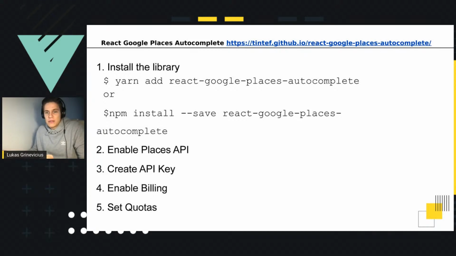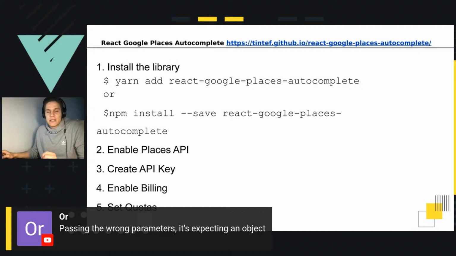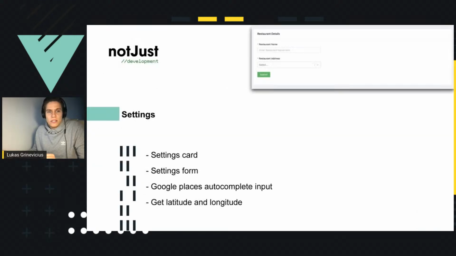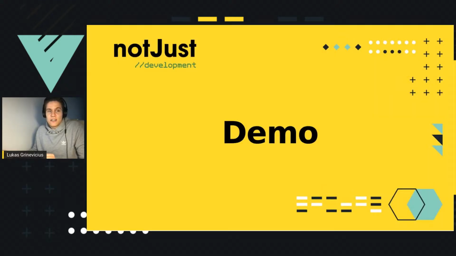Okay, passing the wrong parameters, expecting an object. Yeah, it was expecting the first. Yeah, later I caught it. Thank you still. And yeah, let's see. So we did this. We have the settings card, and it's time for demo. We've managed to finish this finally.